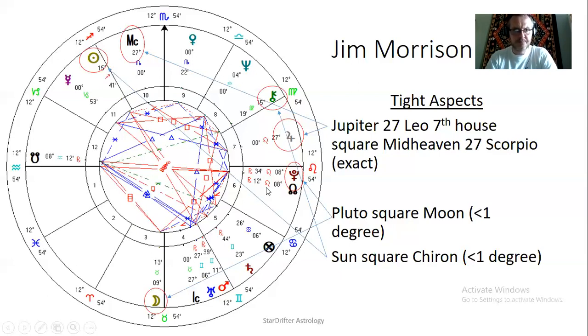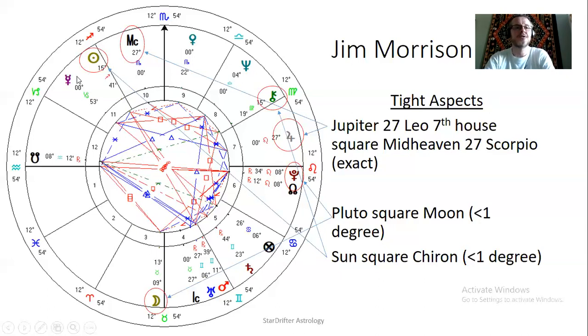Now Pluto square the moon, less than 1 degree. 9 degrees of Taurus is the moon. 8 degrees of Leo is Pluto. Pluto is also very close to the descendant, which has extra strength. We're going to talk about that a bit deeper in a few minutes. Now, Sun square Chiron. Sun 15 degrees of Sagittarius, Chiron 15 degrees of Virgo, in a square less than 1 degree.